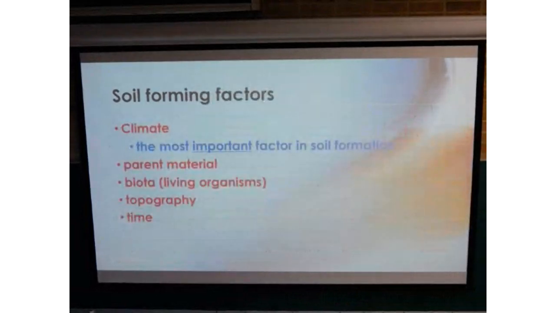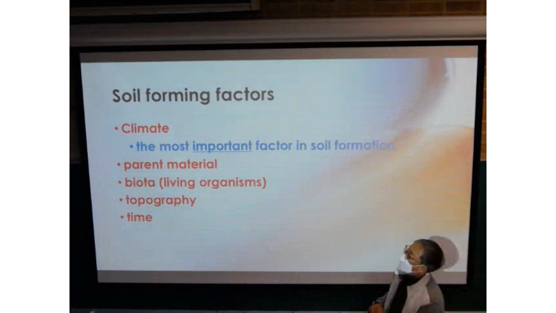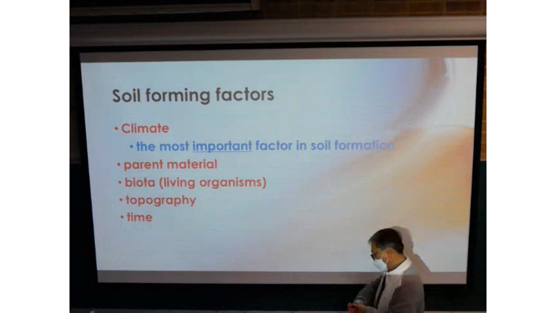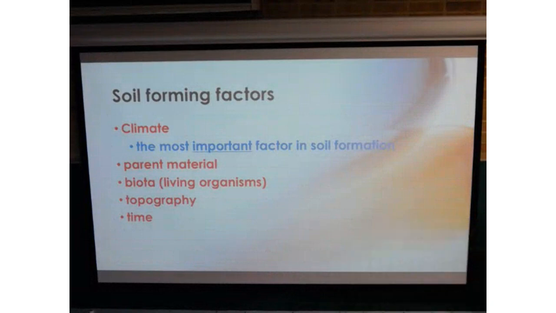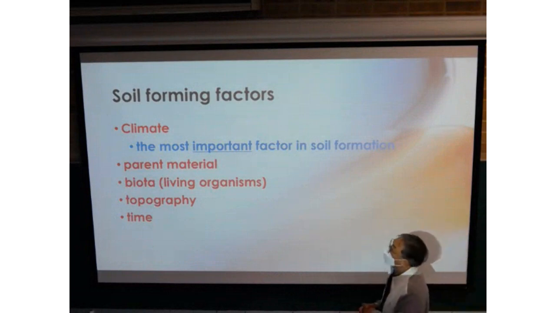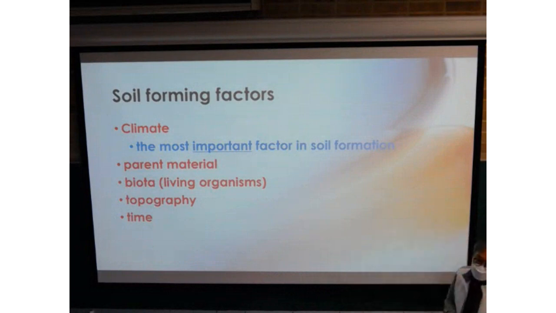So there are soil forming factors. What are the main factors to form the soil? There are 5 soil forming factors. Please keep them in your mind. I like to ask you. Okay. Soil forming factors, never forget them: climate, parent material, biota, topography, and time.